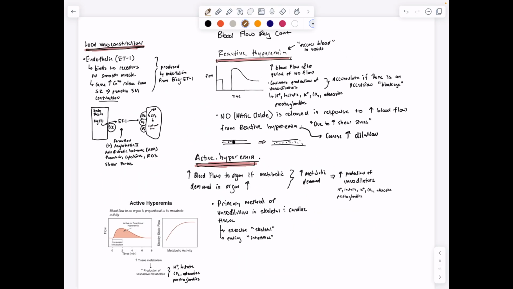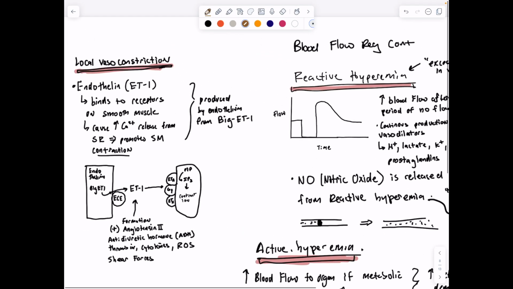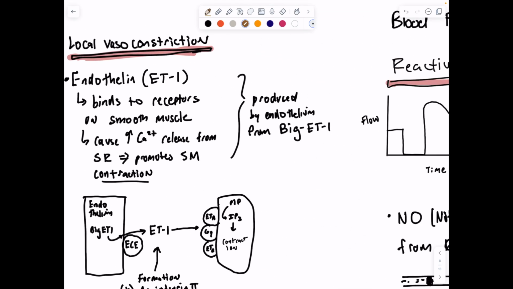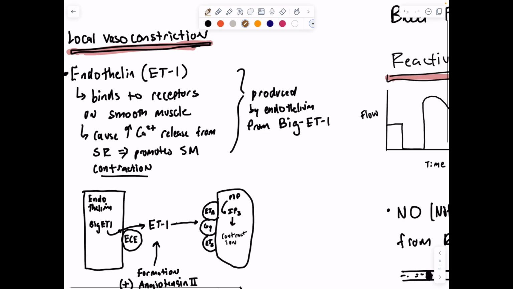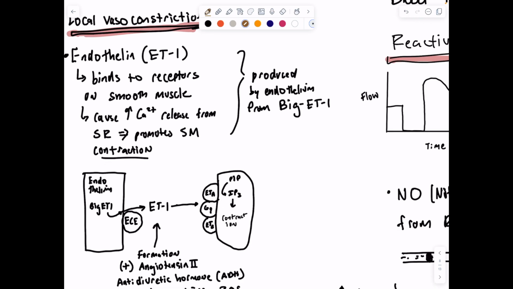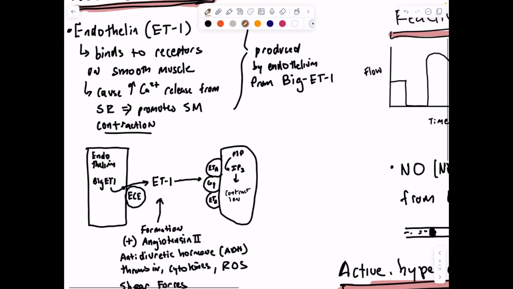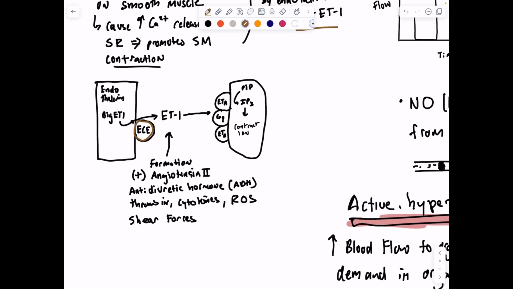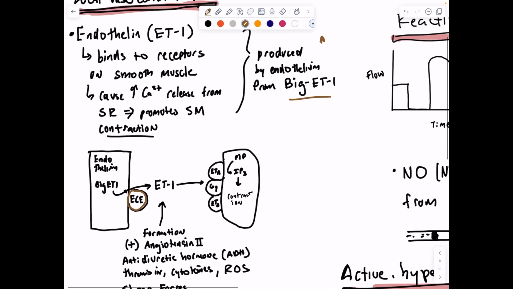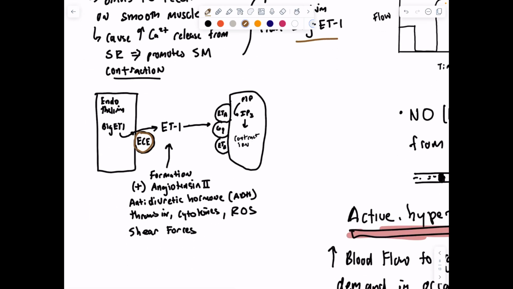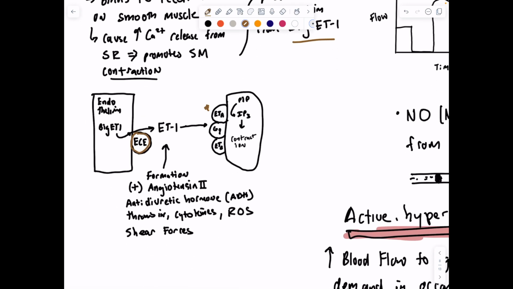All right, so more local regulation, we have local vasoconstriction, and this is endothelin, which is ET1, also produced by endothelial cells. It binds the receptors on smooth muscle. It causes calcium release from the sarcoplasmic reticulum, and that's going to promote contraction. This is produced by the endothelial cells from a molecule called big ET1. Big ET1 is catalyzed by ECE, an enzyme that converts it into ET1. Then ET1 will bind to G-coupled receptors on the smooth muscle and result in more calcium release from the sarcoplasmic reticulum, and you get more contraction.